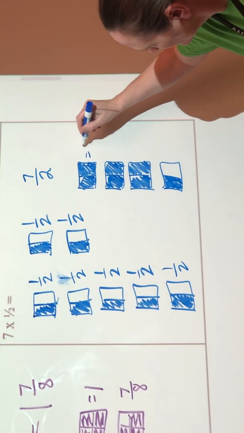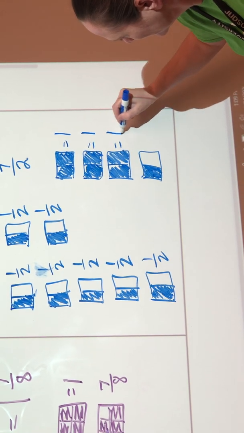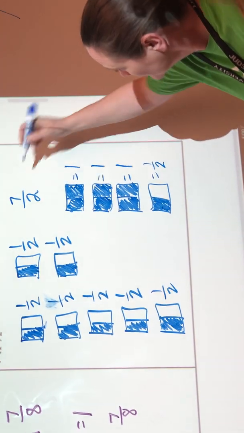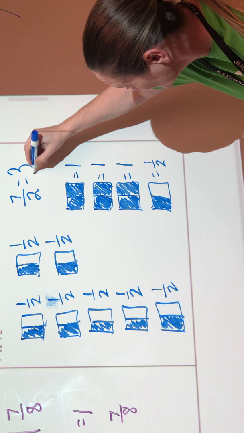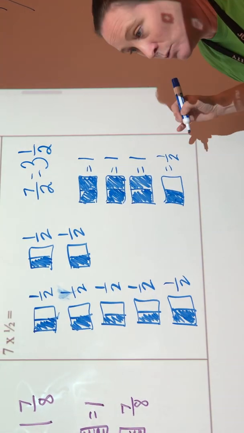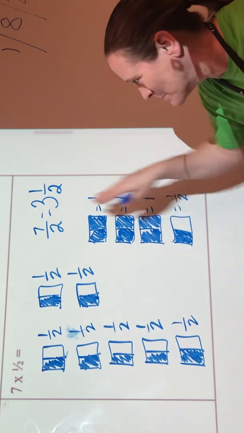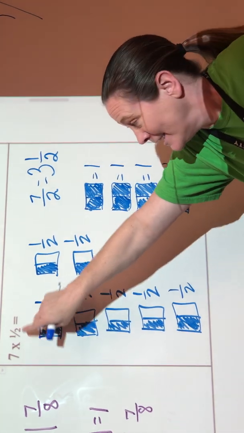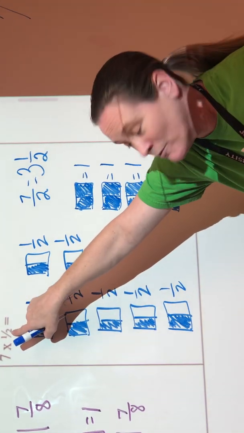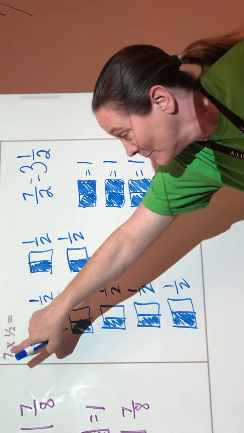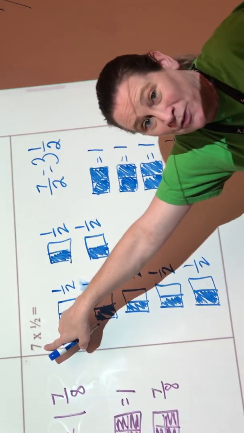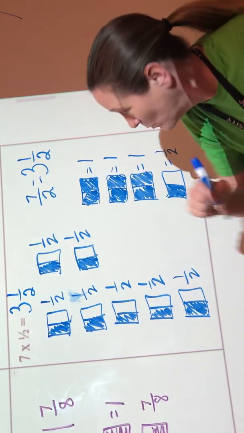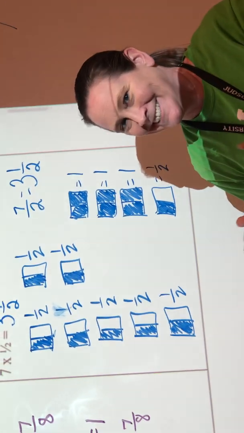So I can see here that now I have 1, 2, 3 wholes and 1 half. So my 7 halves is the same thing as 3 wholes and 1 half. And let me just check, is my product smaller than I thought it might be because I'm multiplying? And it is. 7 groups of 1 half, because 1 half is less than 1, my product is going to be smaller than that first factor. So 7 times 1 half is 3 and 1 half. You're all set? Thank you.